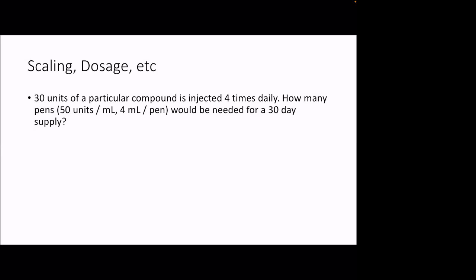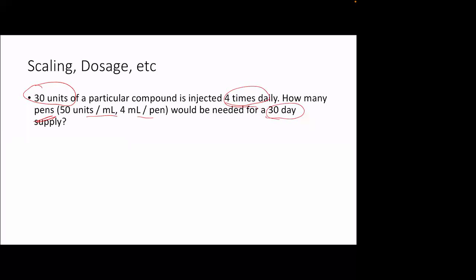So next question: 30 units of a particular compound is injected 4 times daily. How many pens will be needed for a 30-day supply, given 50 units per milliliter and 4 milliliters per pen? So again, got a lot of things going on here. Identify the most important ingredients. We've got 30 units that's injected 4 times daily, and we know we need a 30-day supply. And then we've got these different conversions to get from units to ultimately pens. Pens is our final unit that we want our answer to be in.